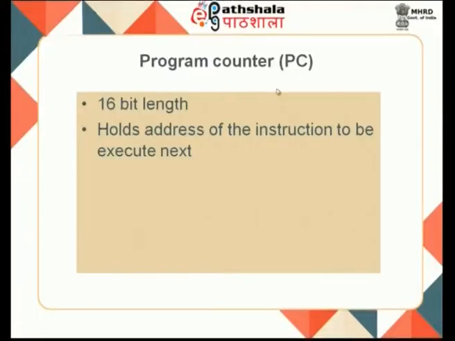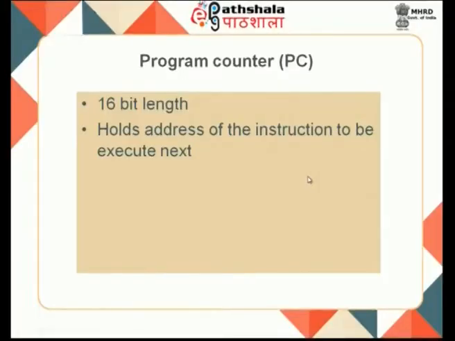But the program counter is a 16-bit register. That means I can hold a 16-bit address in my program counter. If I am referring to a memory which needs only 8 bits, that can also be accommodated inside the PC because it has a 16-bit length. The address of the next instruction to be executed is always available in the program counter. Usually this is called PC.